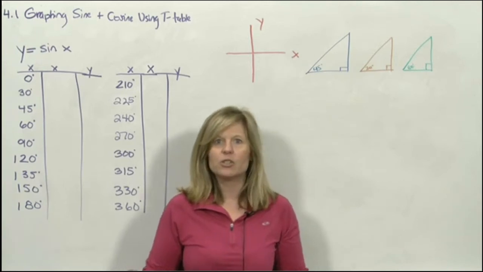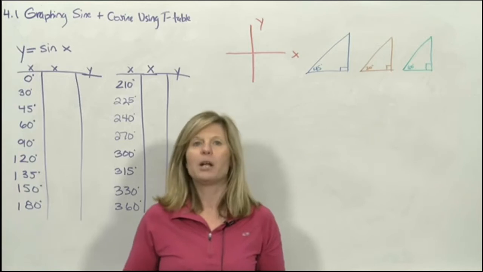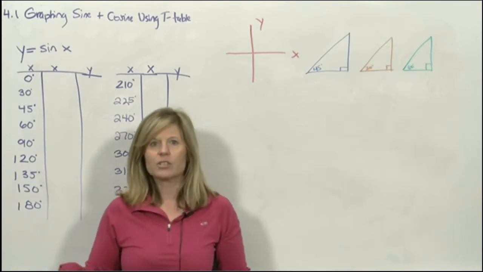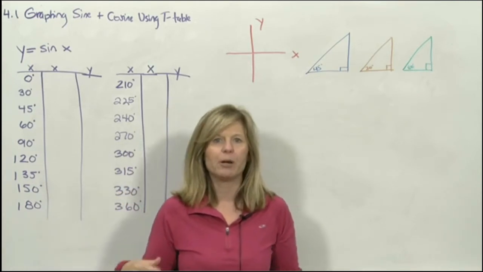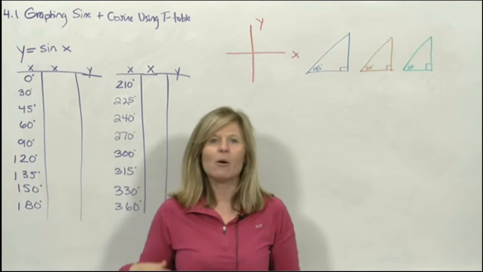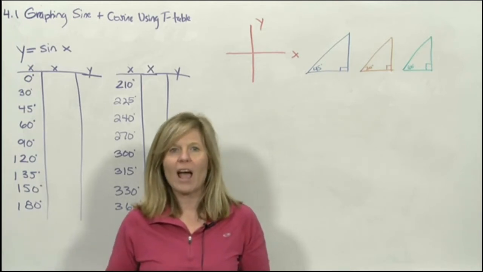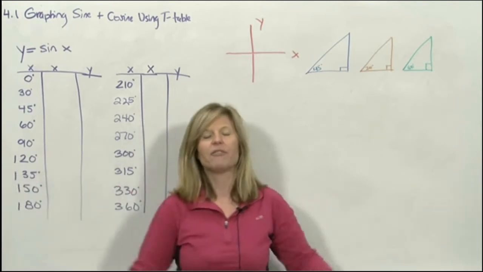The first thing I need to do is introduce you to a new word in your notes. So your new word is periodic function. Sine and cosine and tangent and our other three reciprocal trig functions are called periodic functions. And what that means is that they have a pattern to them. So when you graph them, the pattern continues on and on in both directions, left and right.